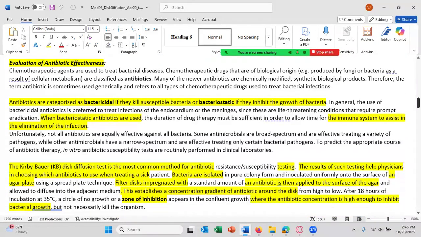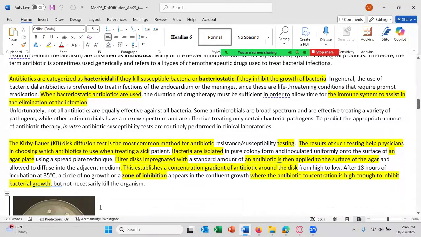All right, so the disc diffusion method is also called the Kirby-Bauer method, after the two doctors who, I guess, invented it, and it's commonly used for antibiotic susceptibility testing. The results of such testing help physicians in choosing which antibiotics to use when treating a sick patient. Bacteria are isolated and put on an agar plate, and then a filter disc impregnated with an antibiotic is applied to the surface of the agar.